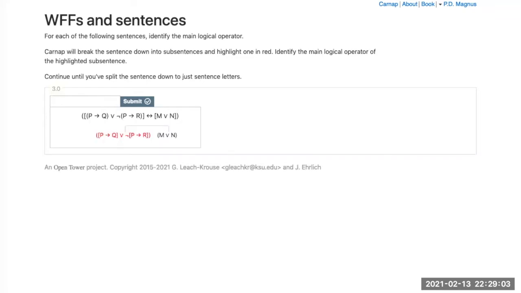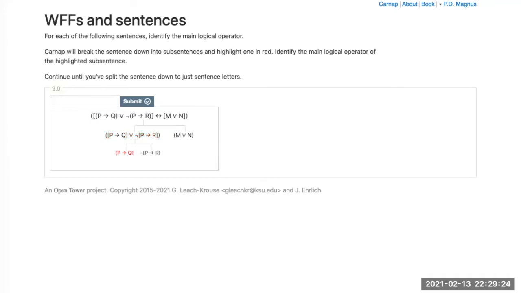So we write in the biconditional, and Carnap then splits the sentence into two parts. On the left-hand side, we have the left-hand side of the biconditional, and on the right-hand side, we have the right-hand side. So it splits the biconditional down into two parts. This part, the left-hand side, is a disjunction. So we type in the disjunction symbol, and Carnap splits it again.